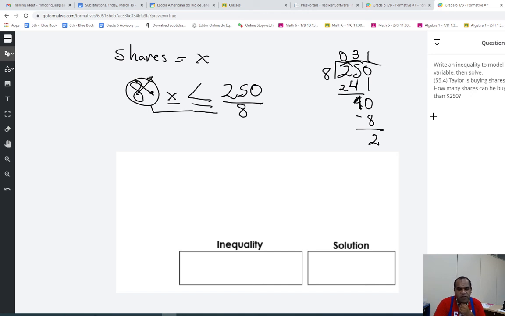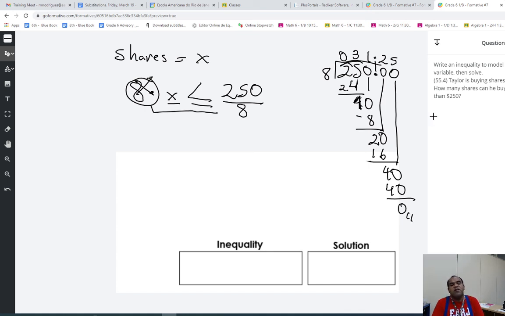Oh, miss, I have a remainder. Do I need to keep going? Yes, keep doing. Here's my decimal point. Add a 0 here. 20. How many times does 8 go into 20? 2 times. 16. And here is 4. Mister, I need more. Then another 0. Bring it down. 40. How many times does 8 go into 40? 5 times, 40 and 0. My final answer. Great, guys.